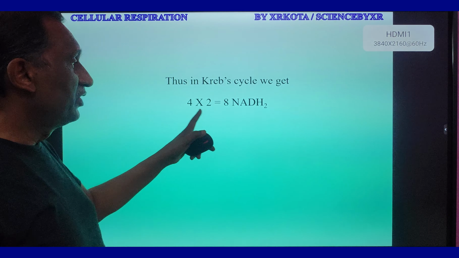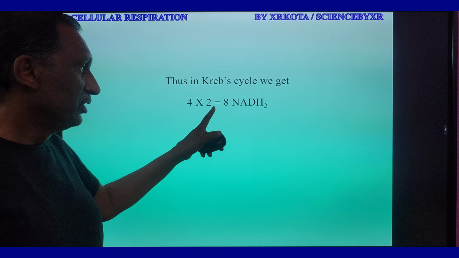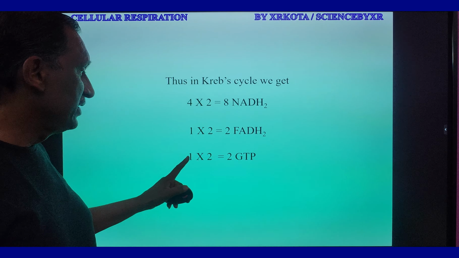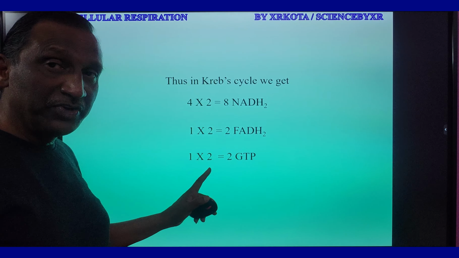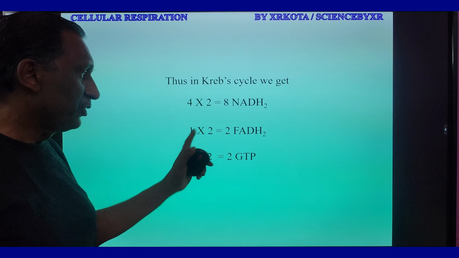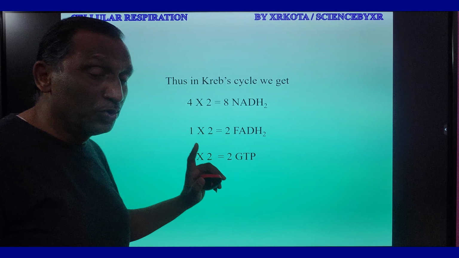Thus in Krebs cycle what we got: 4 NADH2 with 1 pyruvic acid, 1 FADH2 with 1 pyruvic acid, 1 GTP with 1 pyruvic acid. Since 2 pyruvates were there by 1 glucose, so the entire process is multiplied by 2. So हमारे पास 8 NADH2, 2 FADH2 और 2 GTP बने.